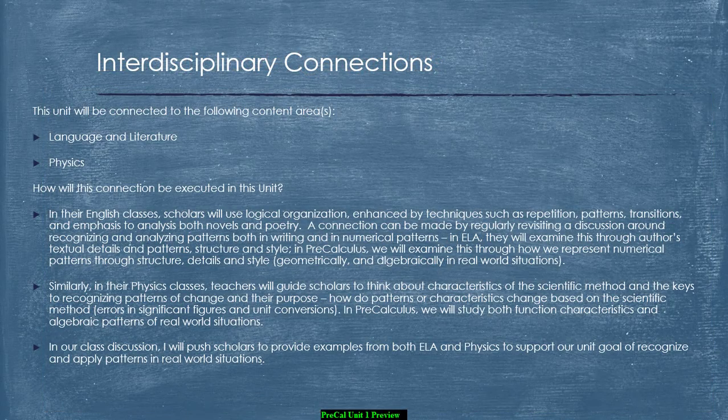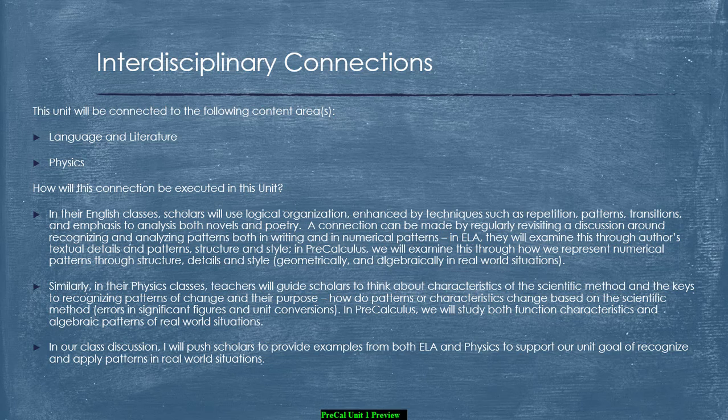Now, this unit ties directly to two content areas I've highlighted, language and literature, so that could be your 11th and 12th grade English classes, and also the physics classes. In their English classes, students organize logically as they look at repetition and patterns and transitions within novels and poetry. You can talk directly to your English teachers and see how they do that.